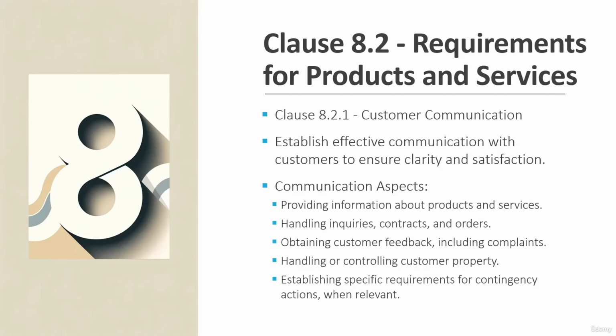Coming to the first part out of the 4 pieces of 8.2. First part is customer communication. So here the standard requires that the organization needs to have communication with the customer. This communication is to make sure that we clearly understand the requirements of the customer. When it comes to communication with the customer, there are various aspects which are listed in the standard. One thing is, we need to understand the product or service the customer wants. So the communication has to be related to the information for the product or service which the customer is expecting from us, handling customer inquiries, contracts and orders.